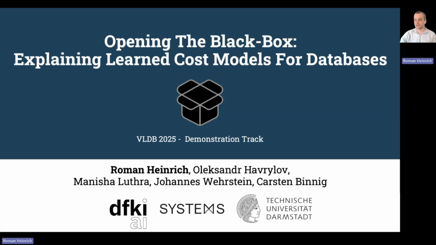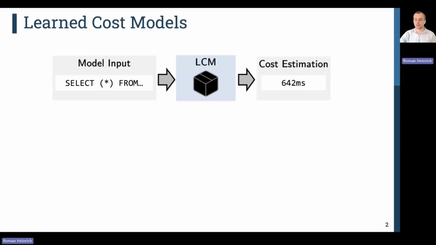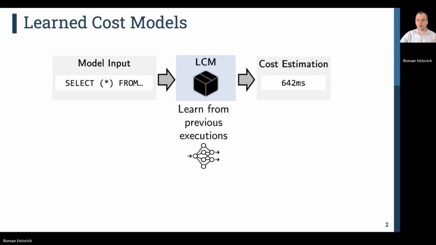Welcome to our demo presentation, Opening the Black Box: Explaining Learned Cost Models for Databases. Learned cost models are designed to predict query execution costs in databases, like the query runtime. These models learn from previous query execution costs to estimate costs for unseen queries. For this, they typically make use of neural networks as they can learn arbitrarily complex functions. That way, learned cost models are able to come up with better predictions that are more accurate than traditional approaches.